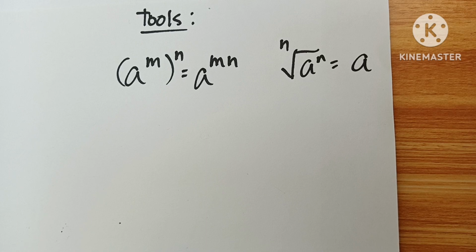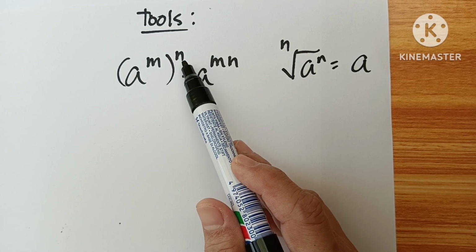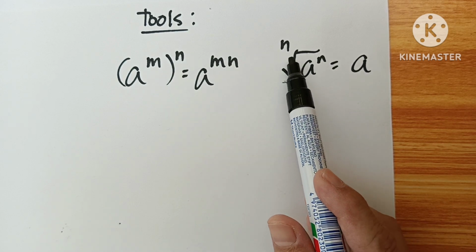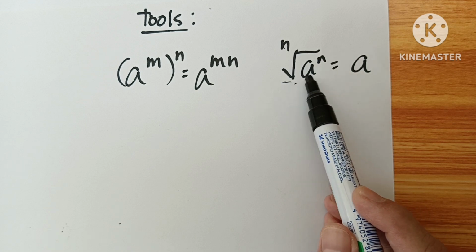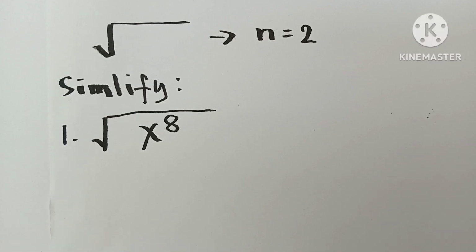Now what are the tools that we need to simplify radicals? So we have the power to a power rule, which is a to the m raised to n is equal to a to the mn. And the property of a radical, which is the nth root of a to the n is equal to a. Meaning, if the power is equal to the index, then the radicand can be removed inside the radical sign. So let's have an example.